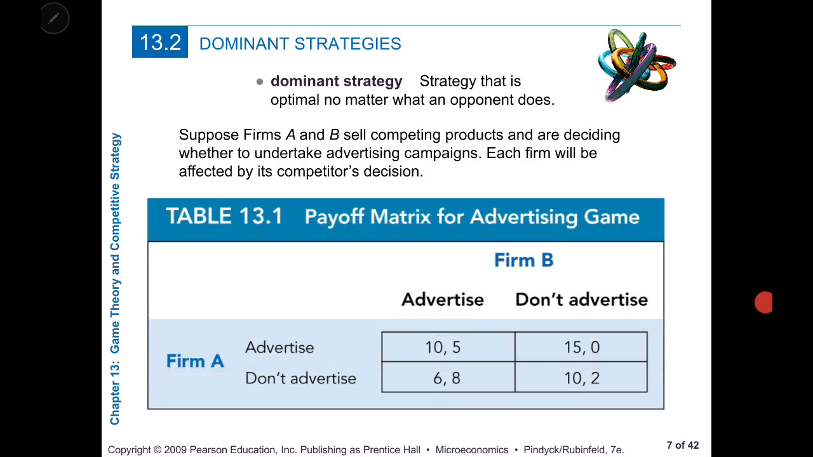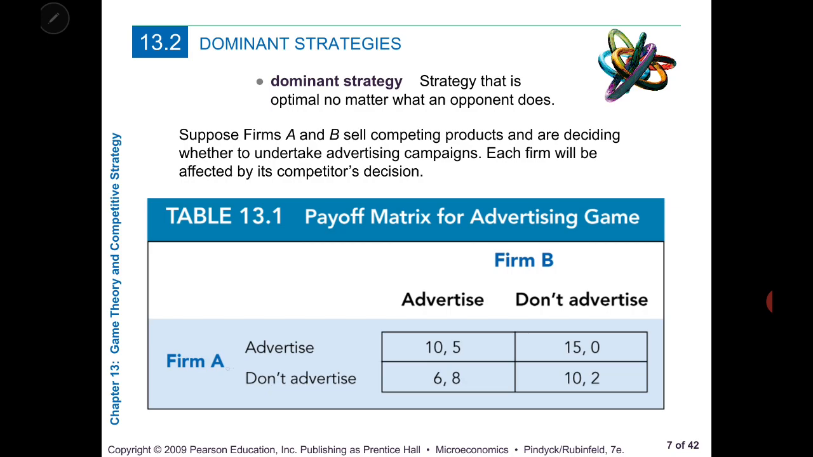Okay, let's look at the market where there are only two firms, firm A and firm B. They are deciding whether they should undertake advertising campaigns. So to understand the final outcome of this situation, we look at the firm's positions in respect to the other firm, or the competitors' positions or potential actions.